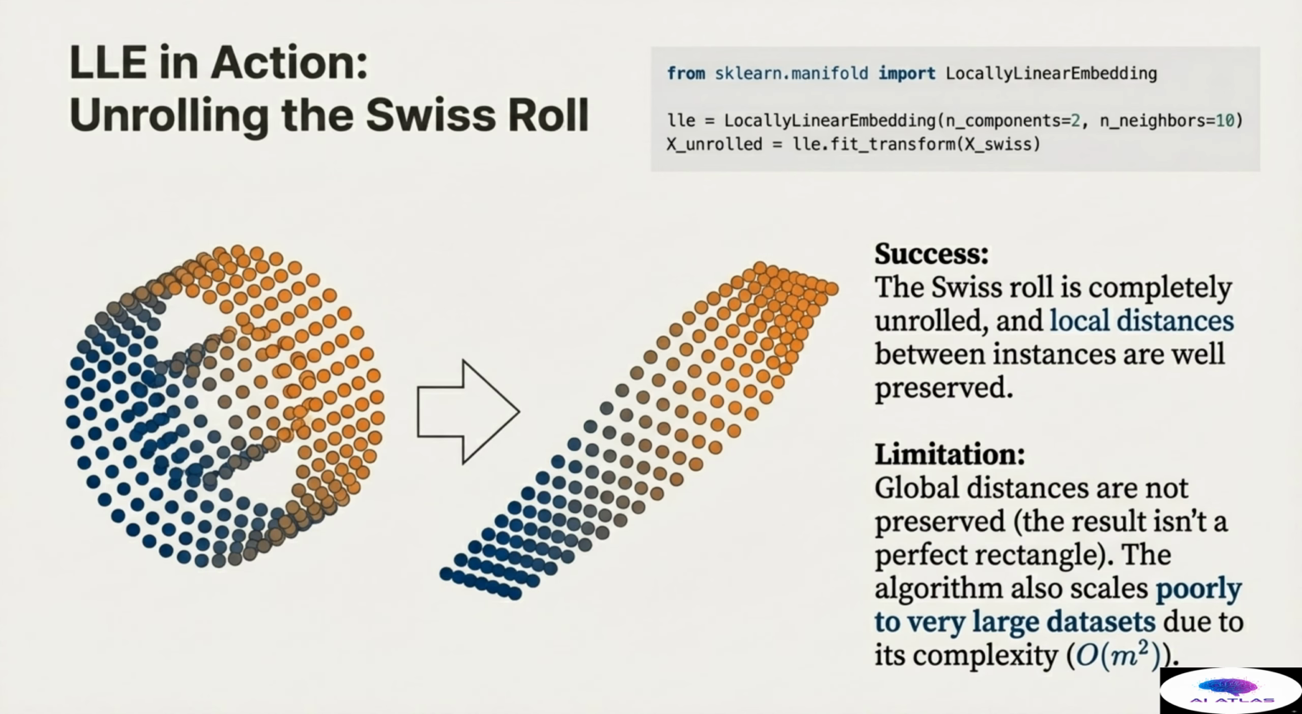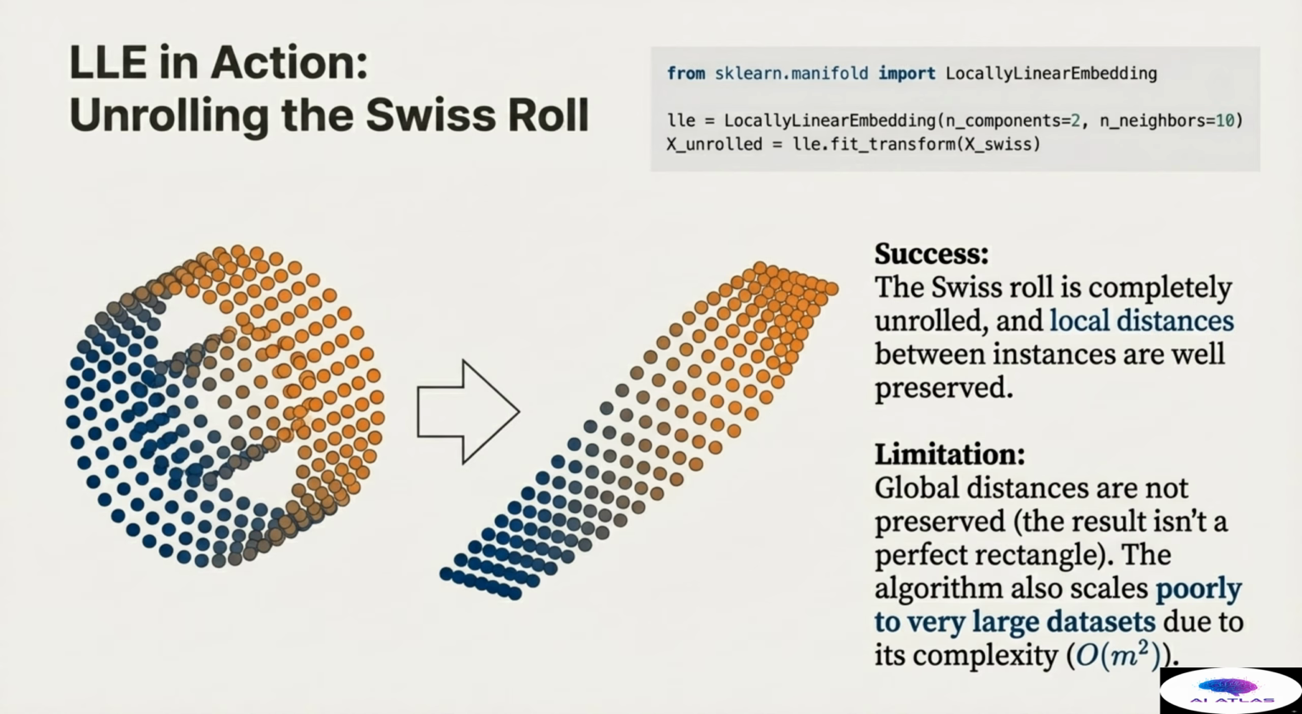LLE's efficacy is best demonstrated by its ability to unroll the Swiss roll dataset, a classic benchmark for manifold learning. Here, we see the 3D spiral successfully flattened into a clean 2D representation. The implementation in scikit-learn is simple, requiring the definition of the target number of components and, crucially, the number of neighbors, k.